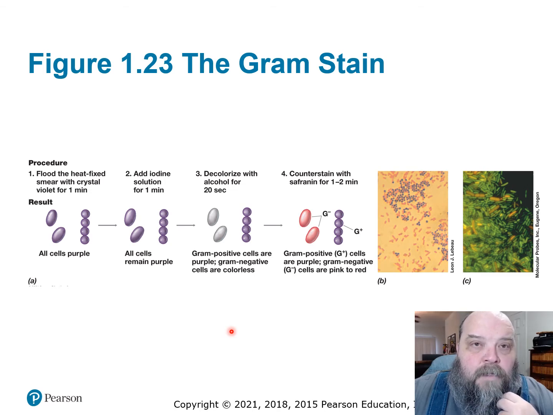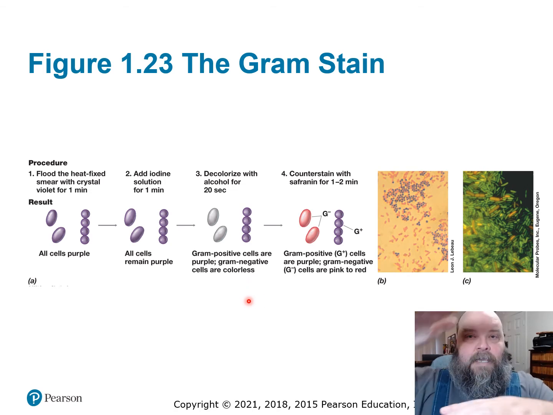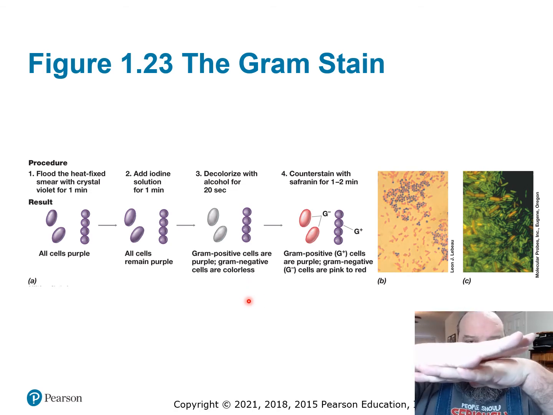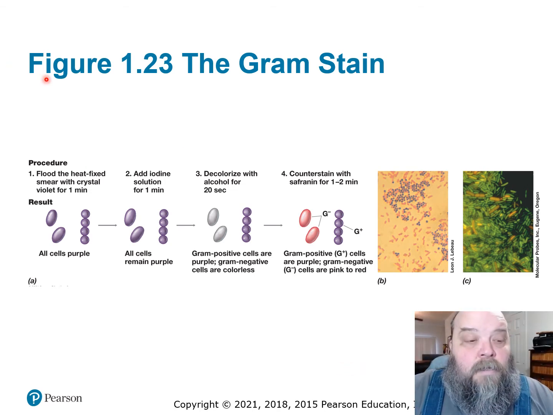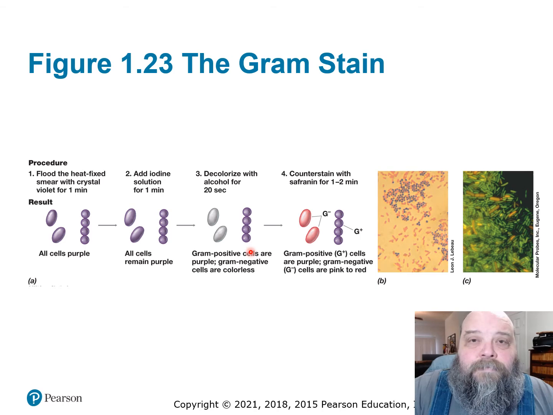Gram figured out that bacteria with a thick cell wall, even though their membranes get damaged by the alcohol, that thick cell wall traps those crystal violet iodine crystals inside. So that big thick cell wall collapses and now becomes this meshwork that holds the crystals inside the cell.